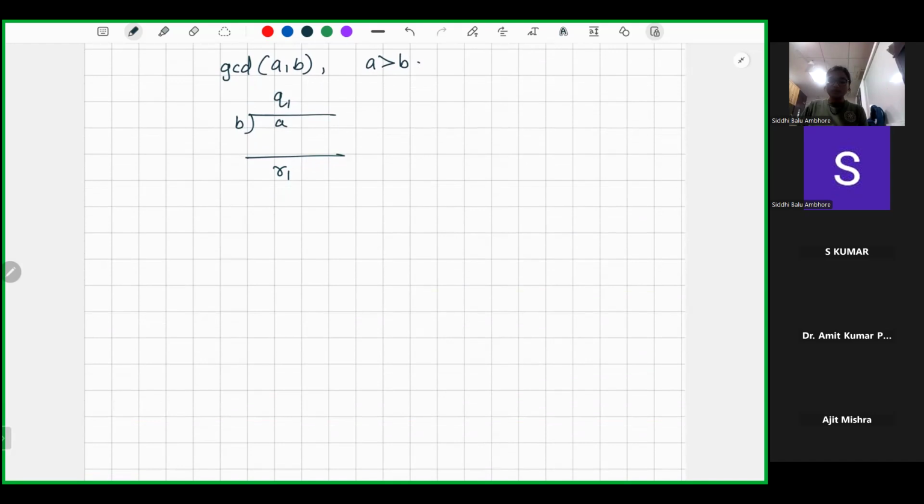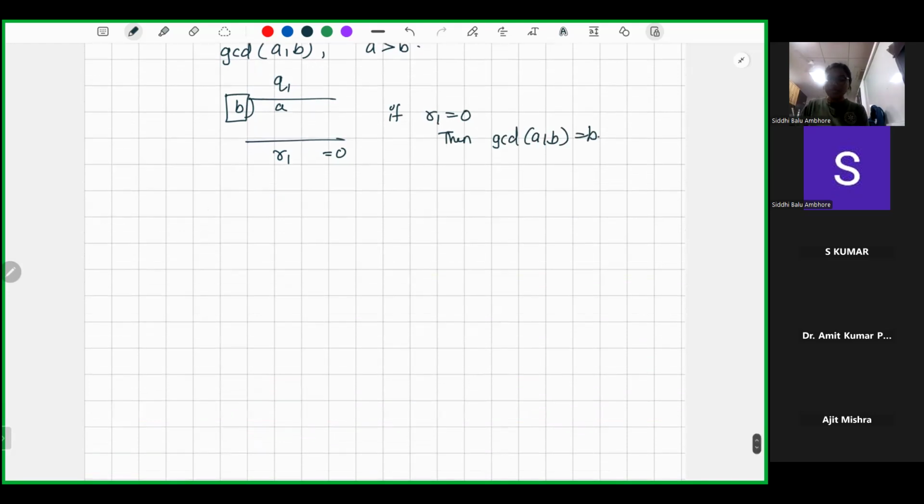Okay, in the next step, if this R1 is 0, then this B becomes my GCD. If R1 is 0, then the GCD of A, B is B, and we are done. But if this R1 is non-zero, then I take this R1, and note that R1 is the remainder when I'm dividing A by B. So R1 will either be 0 or it will be less than B. So R1 is now less than B, so I will divide B by R1. Then there will be some Q2 here, and there will again be some remainder R2.